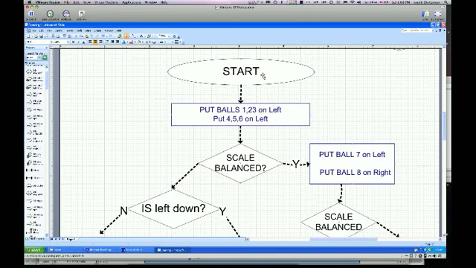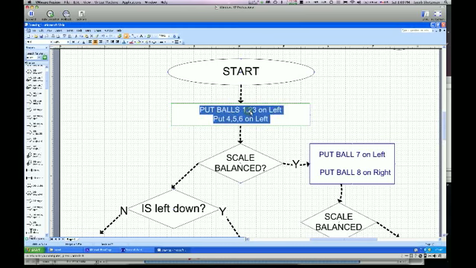So the first step is start. We said we always start from here. This is the start of the flowchart or algorithm, and this is a rectangle, so there is an instruction in the rectangle. The instruction says put balls 1, 2, 3 on the left, meaning put 1, 2, 3 together in the bucket on the left side of the scale, and put 4, 5, 6, that has to be on the right, of course.